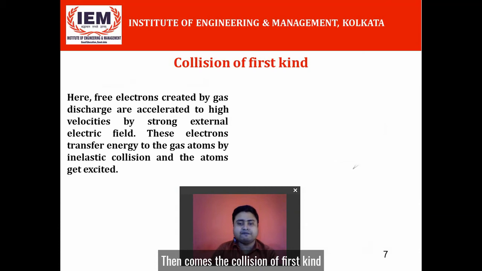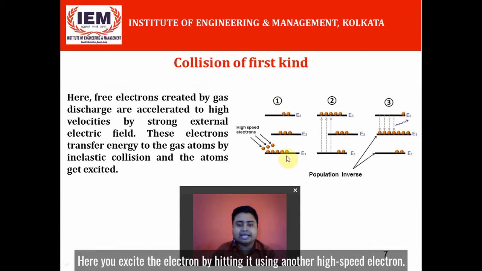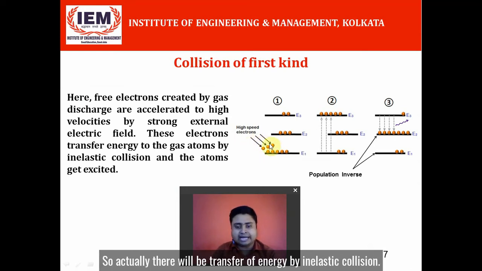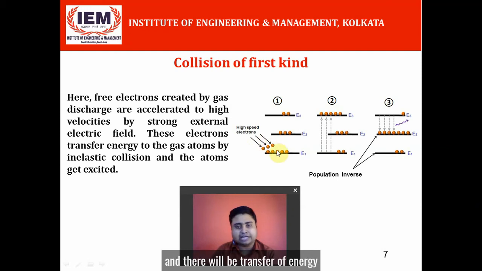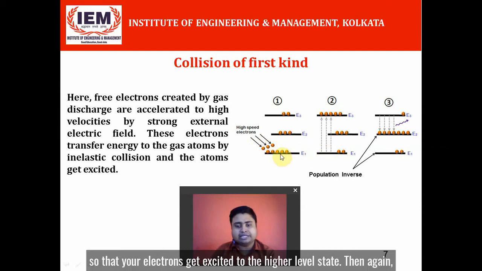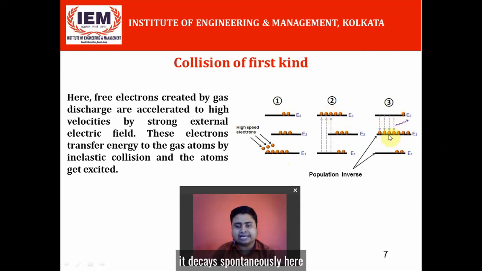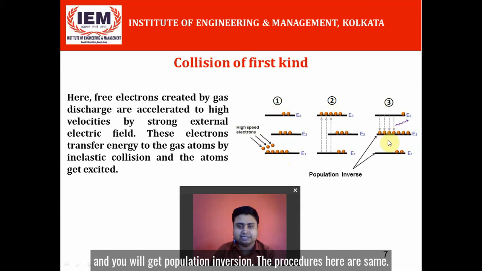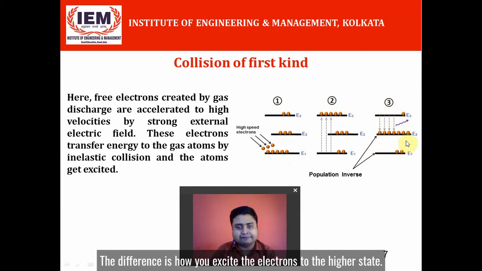Then comes collision of the first kind. Here you excite the electron by hitting it using another high speed electron. So there will be transfer of energy by inelastic collision between these electrons, so that your electrons get excited to the higher level state. Then again it decays spontaneously here and you get population inversion. The procedures are the same for all the methods. The difference is how you excite the electrons to the higher state.